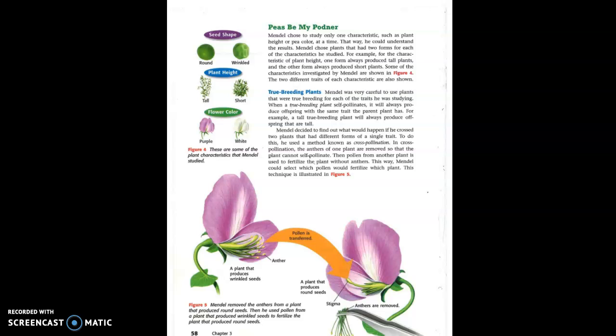Figure 4. These are some of the plant characteristics that Mendel studied. Seed shape, plant height, flower color. Figure 5. Mendel removed the anthers from a plant that produced round seeds. Then he used pollen from a plant that produced wrinkled seeds to fertilize the plant that produced round seeds.